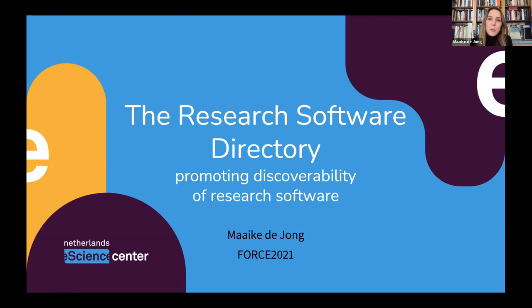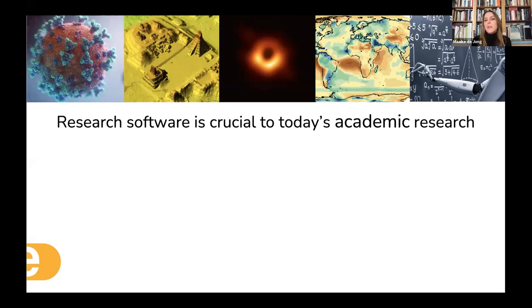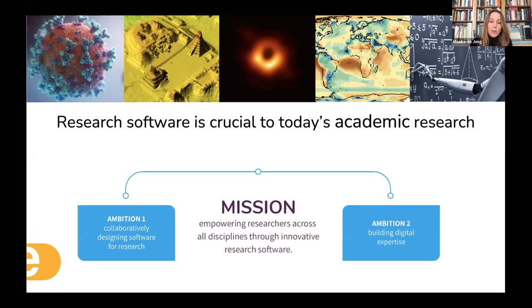Perfect. Hello, everyone. My name is Maike de Jong. I work at the Netherlands eScience Center as the project lead for the research software directory, among other things. And I'll jump right in by saying that research software is crucial for today's research, whether it's algorithms for big data processing, software to operate scientific tools or instruments, predictive modeling, for example, for climate change. Research software is essential in pushing the boundaries of what's possible in science. So the mission of the eScience Center where I work is to empower researchers across all disciplines in the Netherlands through innovative software, research software.